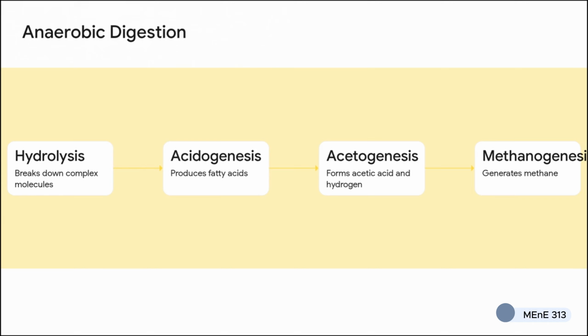This toolkit is specifically tailored for wet, biodegradable organic materials. So think food waste, livestock manure, sewage sludge, that kind of thing. The core process here is anaerobic digestion, and it builds sequentially across 4 linked biochemical stages.